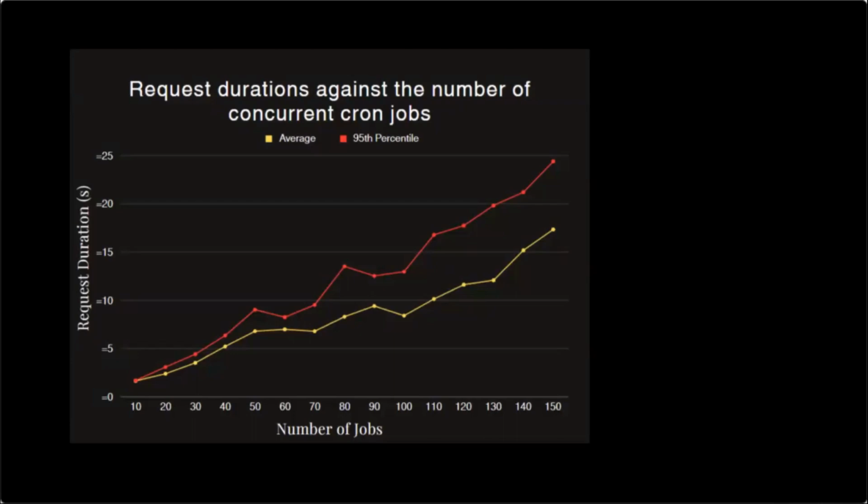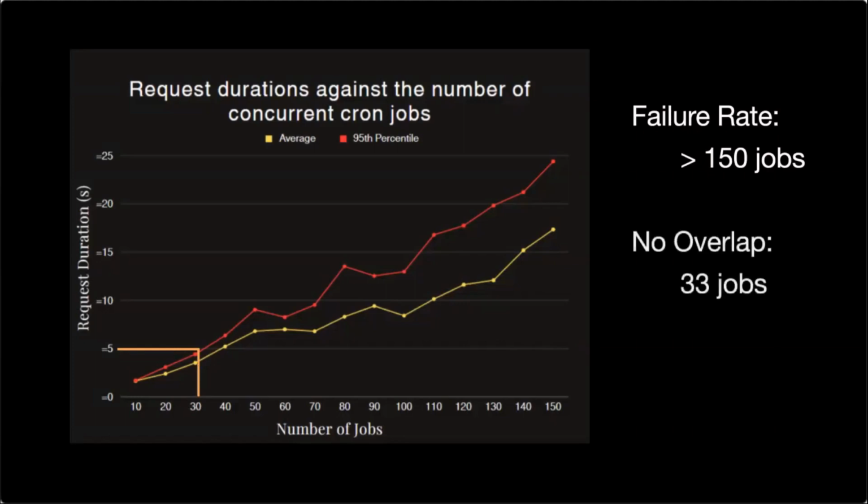Considering the success conditions, we found that the failure rate was 0%. No requests were processed unsuccessfully, even all the way up to the 150 concurrent job mark. As stated, to meet the overlapping jobs condition, we need response times to be less than 5 seconds. Reading from the graph and considering the 95th percentile line, we find a 33 job limit.